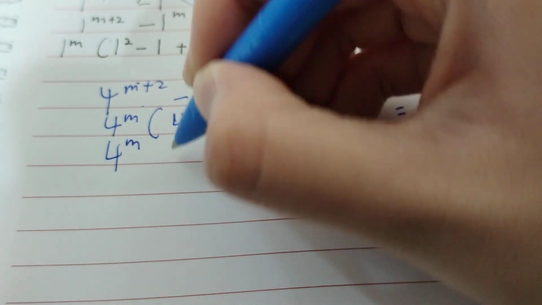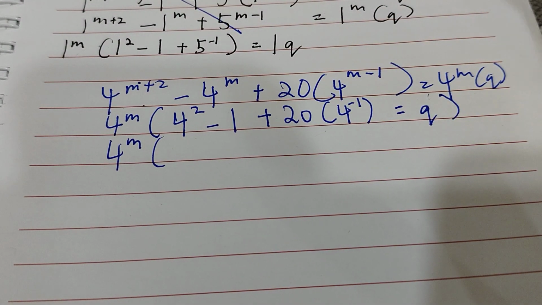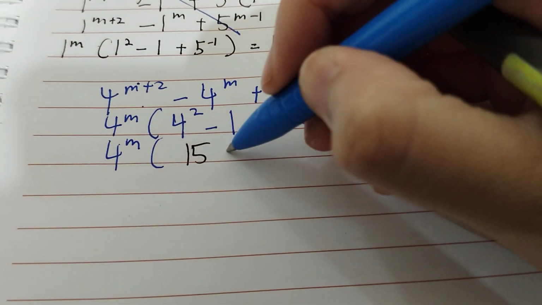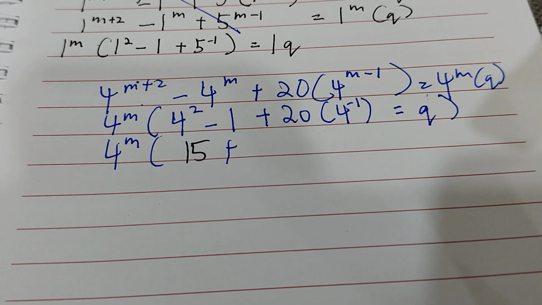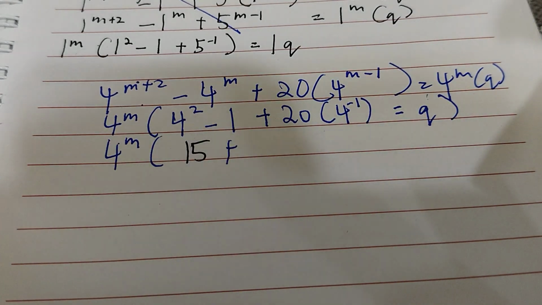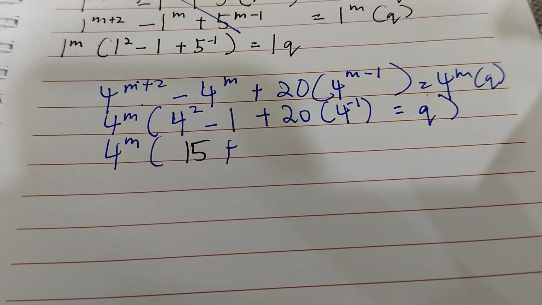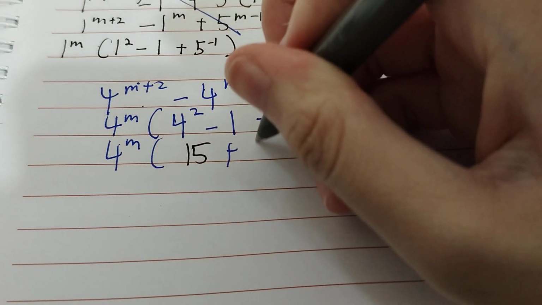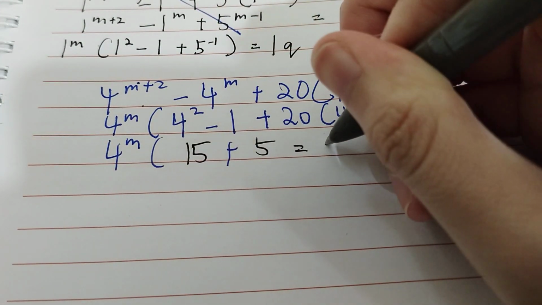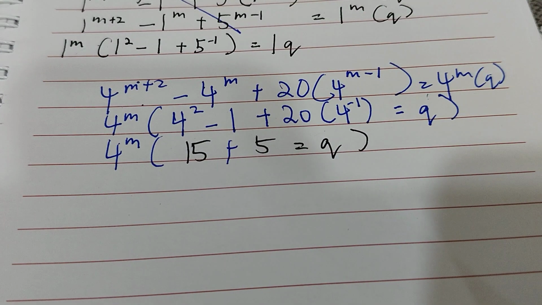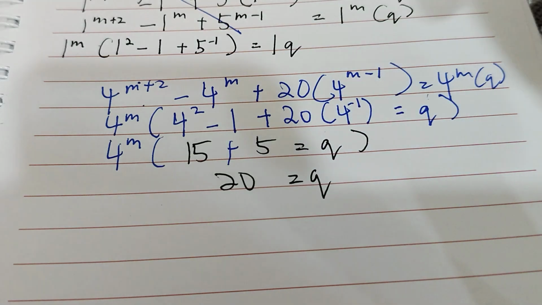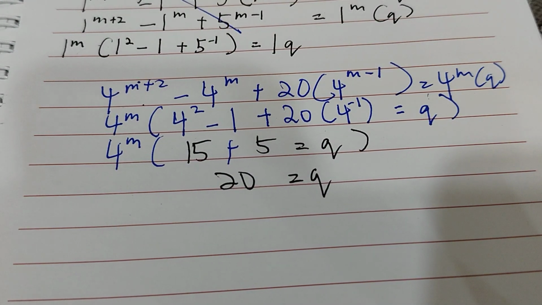So 4m, okay, for 16 minus 1, that is 15. Okay, 15 plus 20 times 4 to the power negative 1. 20 times 4 to the power negative 1 gives you 5, and it's equivalent to q. So 15 plus 5, 20 equals q, with the 4m on the outside.